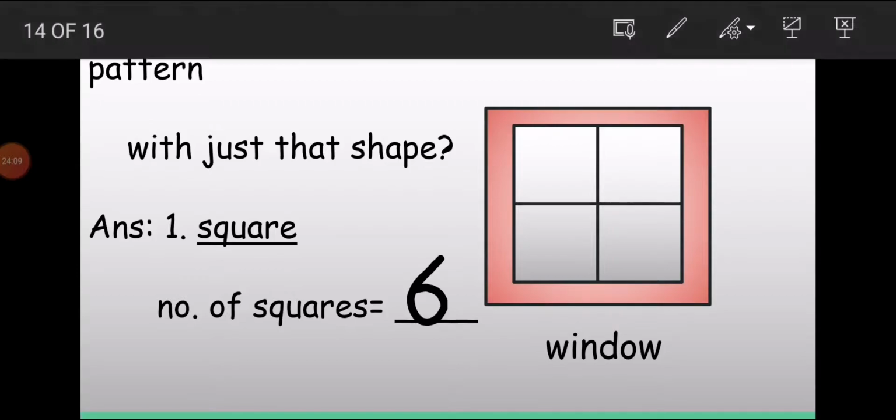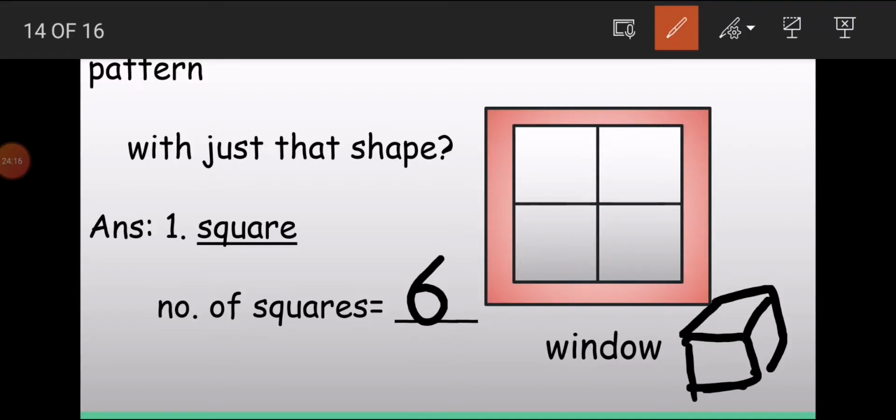You can make a dice. You can make a cube. Do you remember we have done in 3D shapes how to make a cube? A dice or a cube. You can also make this cube or many other things with squares.